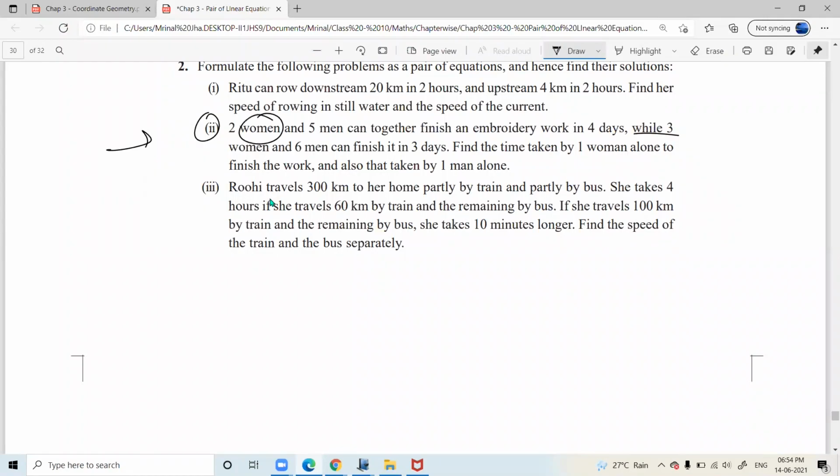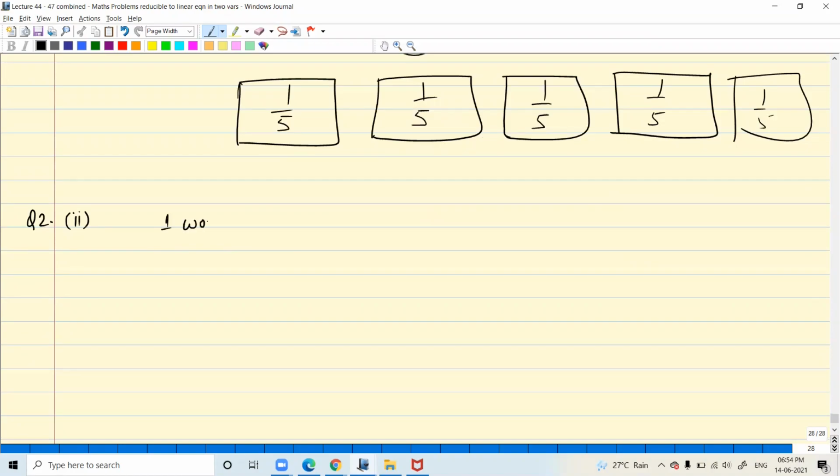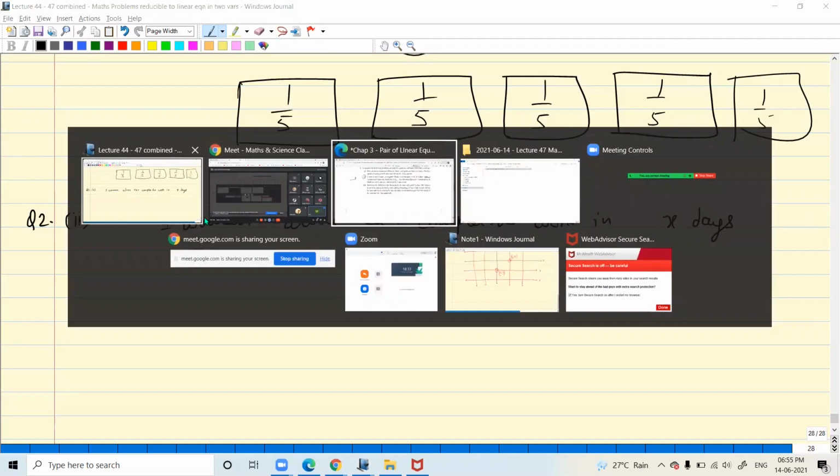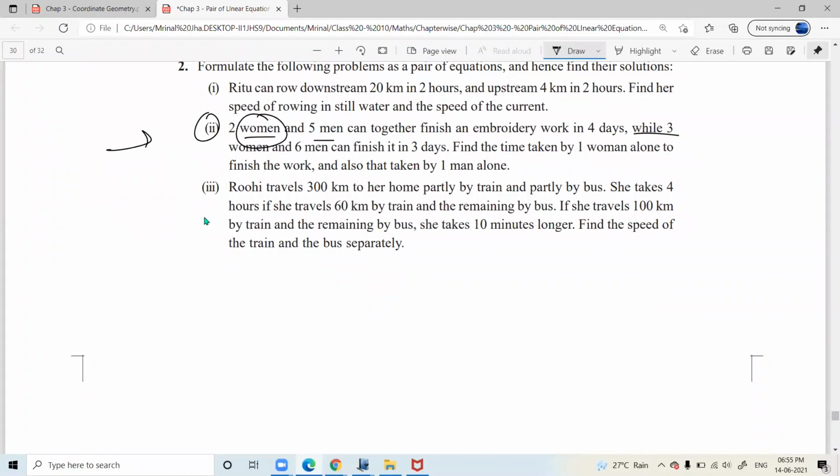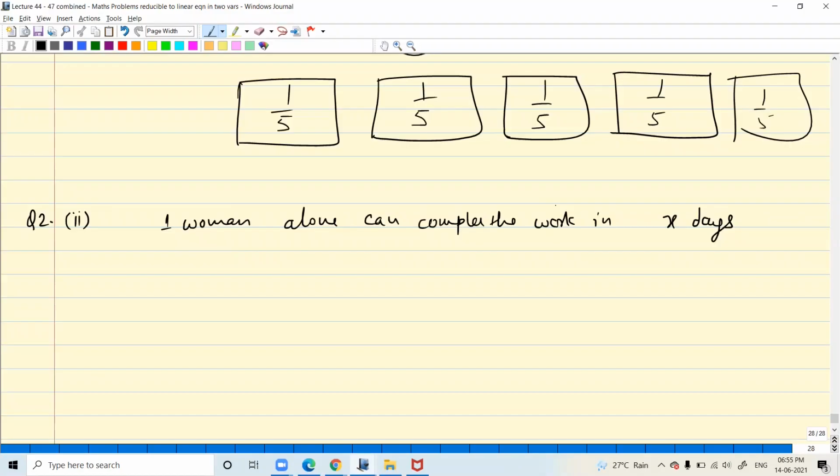What people are there? There are women and men. So let's say one woman alone can do the work in X days, okay? And one man alone can complete the same work in Y days.